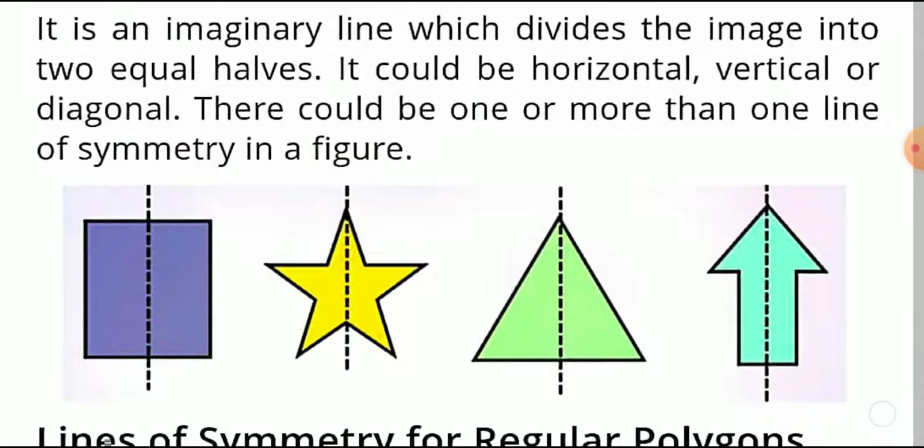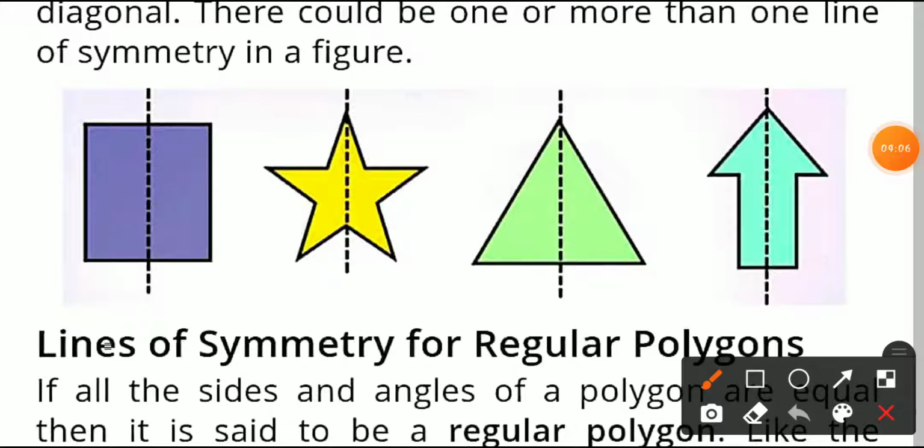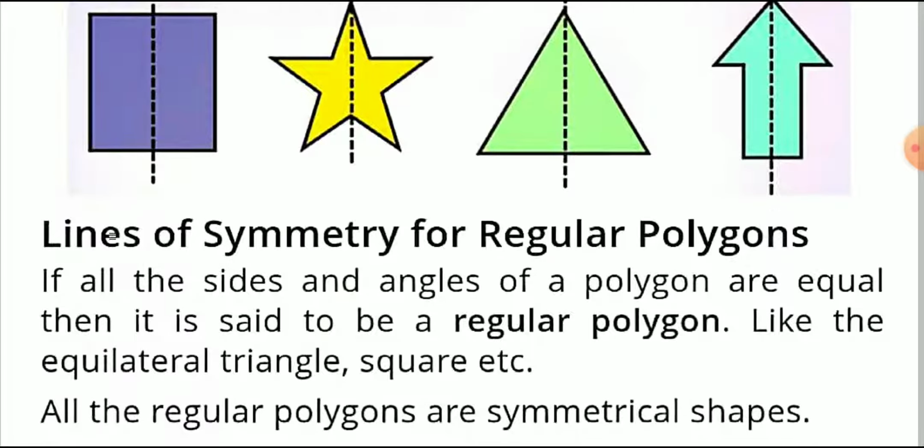Lines of symmetry for regular polygons. Before starting this, I want to tell you about the regular polygon. Here I am going to discuss one more time what a regular polygon is. Regular polygons are the polygons which have the same sides and angles, whose all sides and angles are equal. So if all the sides and angles of a polygon are equal, then it is said to be a regular polygon, like the equilateral triangle, square, etc.